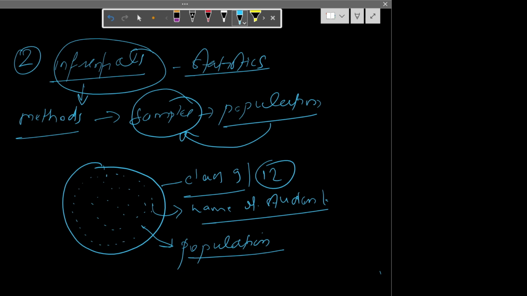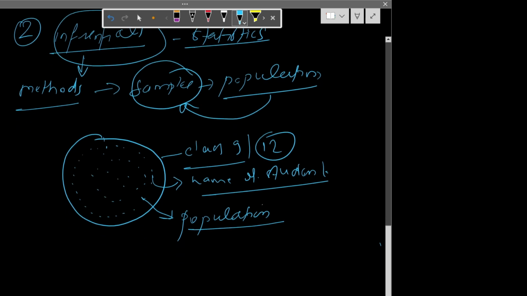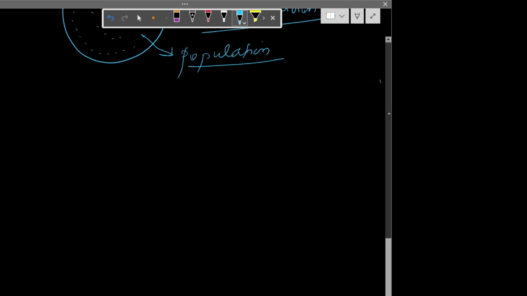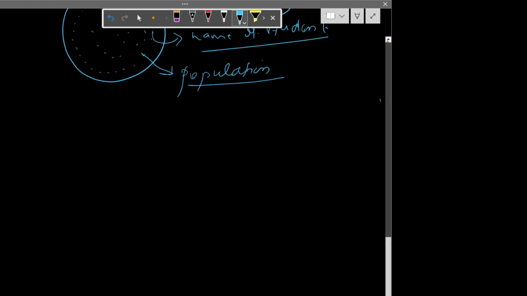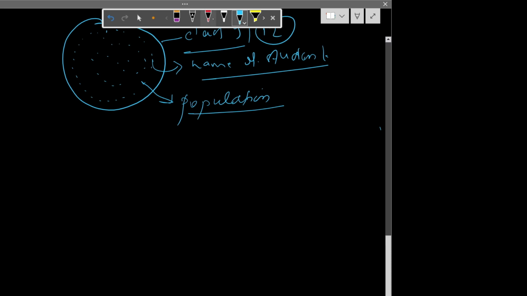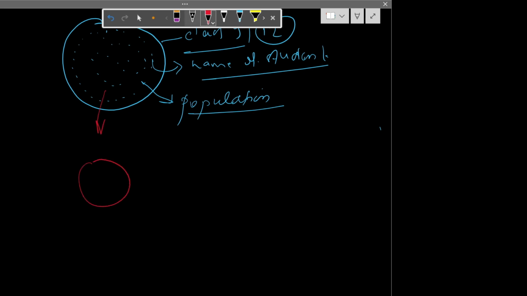But out of this population, if we take some number of students, this is regarded as a sample.